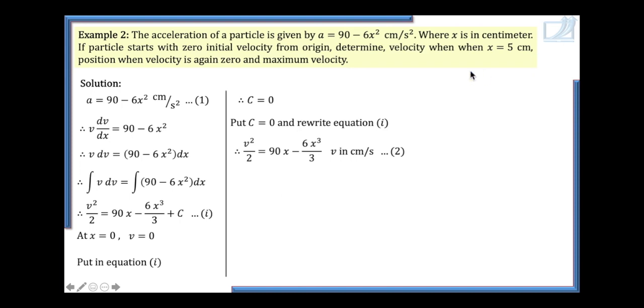So check what is asked in the problem. Determine velocity when x is 5. So velocity and position equation, the v and x relation, is required, and we have found out that. What else is asked? Position when velocity is again 0. Again position velocity equation is required, and that is already available. And you are also asked to find maximum velocity. So maximum velocity we can find out from this equation, but remember the condition for maximum velocity, acceleration 0, and acceleration is available here. So these are the two equations which are enough to solve this problem.